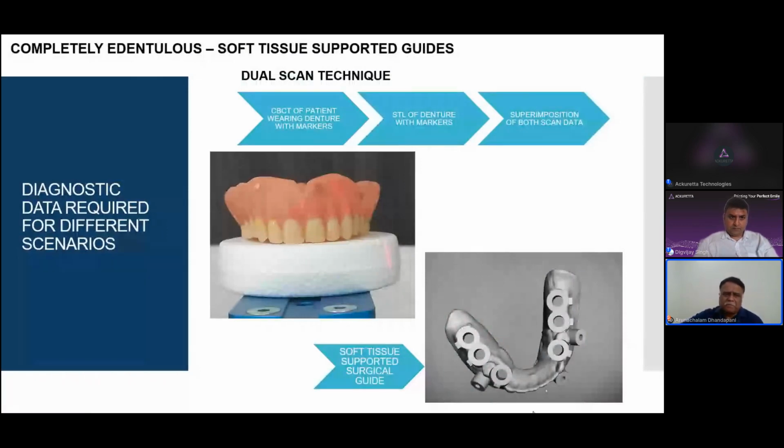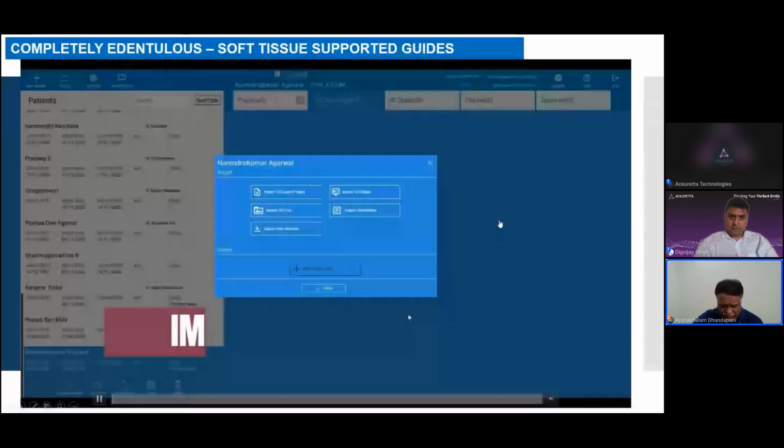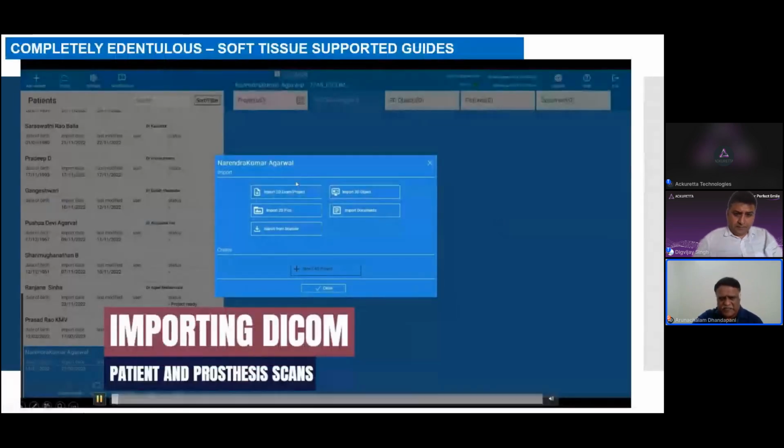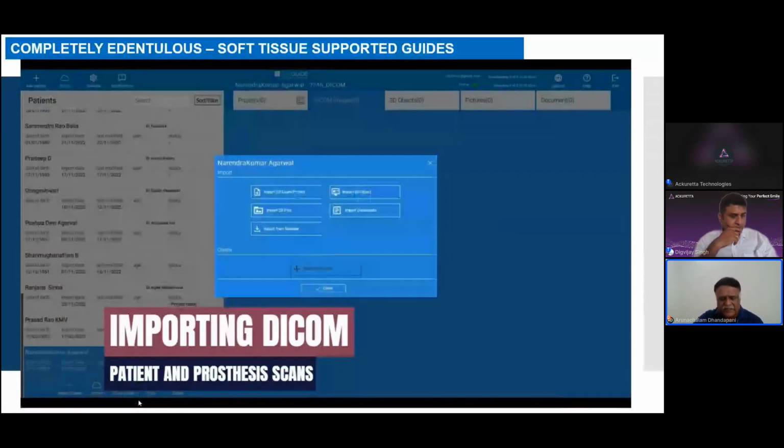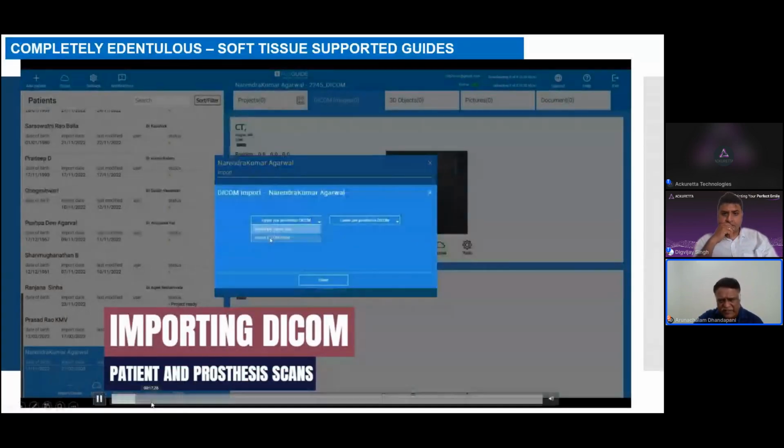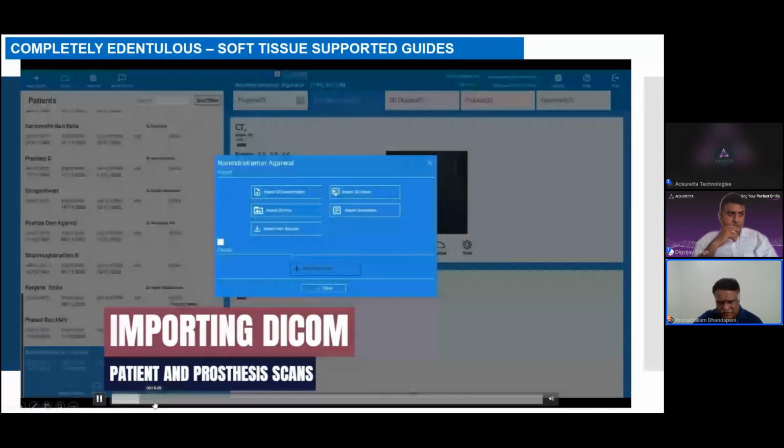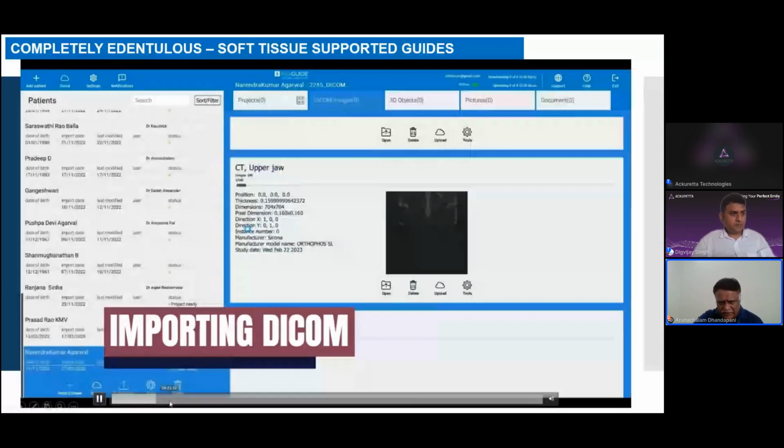The last option is probably a completely edentulous situation, where we say that we can also create what is called a soft tissue supported guide. Again, the principles are the same. We import the right kind of CBCT and DICOM data. We also follow the same process of identifying the nerve, selecting and choosing the implant, getting the IOS data.